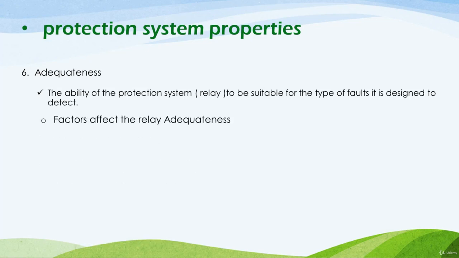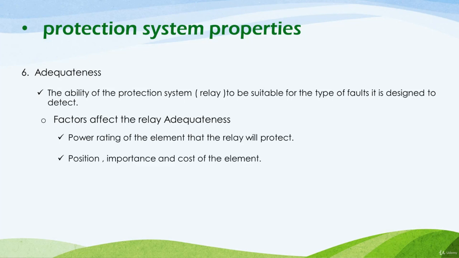And there are some factors that affect the adequateness of the protection system, and those factors are the power rating of the element that the relay will protect, as when the power rating of the element increases, this means we need a protection system with a larger power rating to be suitable for the zone that it will protect.